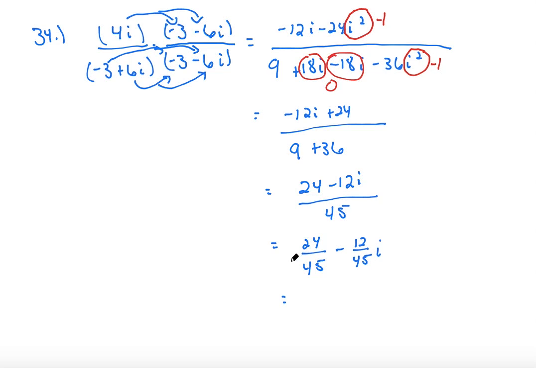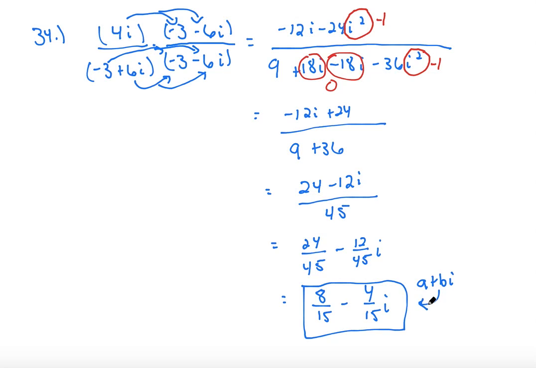Okay, so 24 over 45, I think we can divide both by 3, and that's going to give me 8 over 15, minus 12 over 45. I think we can divide both by 3 again, and we're going to get 4 over 15i. And we need to write it in this form. Again, remember, complex numbers come in the form a plus bi, so that's why we must separate the fraction. And that is a quick review of complex numbers.